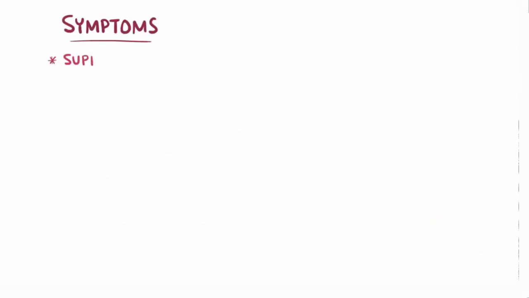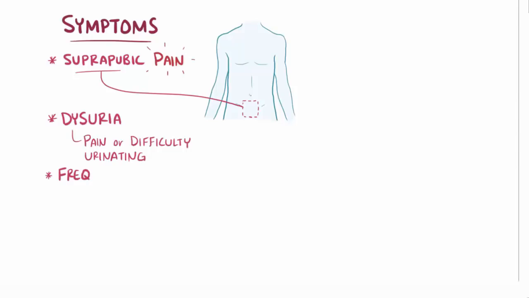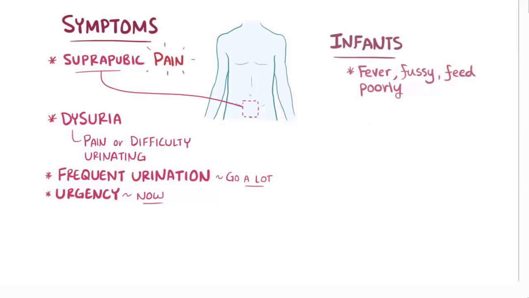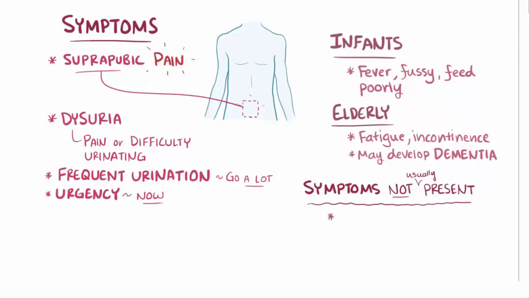Symptoms of cystitis include suprapubic pain, which is pain in the lower abdomen, dysuria, which is painful or difficulty urinating, as well as frequent urination and urgency, meaning you have to go a lot and you have to go now. And typically the urine voids are small in volume. Having said that, symptoms can differ by age. Infants might have a fever, become fussy, and feed poorly, whereas elderly patients might feel fatigued, become incontinent, or even develop dementia.